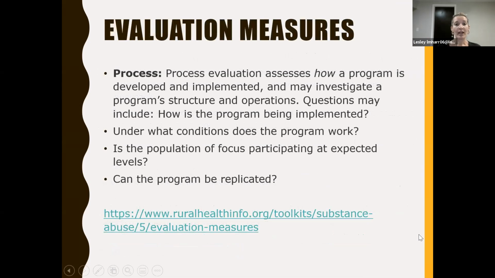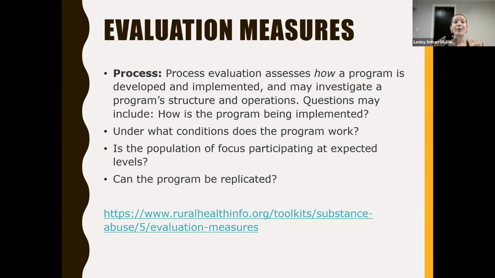Okay, so evaluation measures. Some of you at this point in the course might be interested in doing what's known as a process evaluation. Most students in the course choose to do what's known as an outcome evaluation, which I'm going to get to next. A process evaluation is really important, and in most of the evaluations that I work on, we actually do a process evaluation and an outcome evaluation.